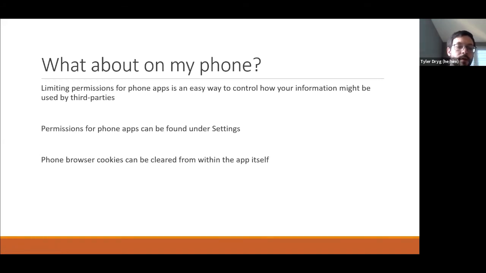which permissions you give to which apps. And then your phone browser, on an iPhone, that would be Safari. On a Samsung or another phone, it might be different. But you can go within Safari or whichever web browser is on your phone and then clear your data there. At least in Safari, it looks like a little book. So that's kind of how you do that on your phone.